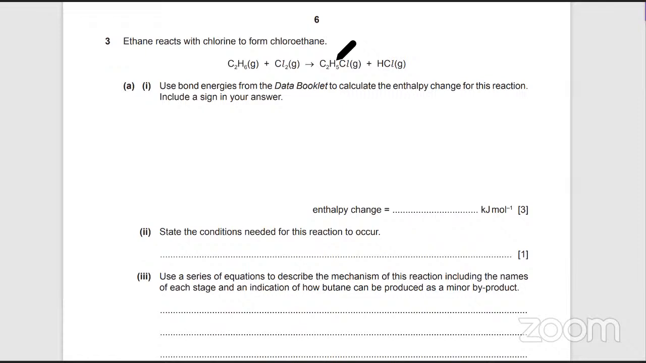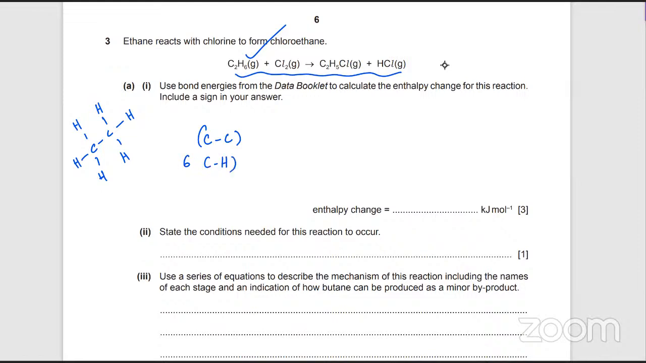So bond energies, how do you calculate enthalpy change using bond energies? It's bonds broken, in the reactants. So how many bonds are broken? C2H6. C2H6 is this thing. Carefully count the bonds. So how many bonds are being broken? You're breaking one carbon-carbon bond. You're breaking 6 C-H bonds. Bonds broken is all positive, okay? And there's a Cl-Cl bond as well that's being broken.